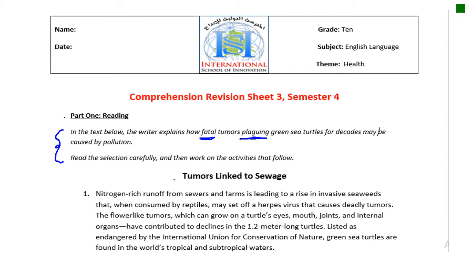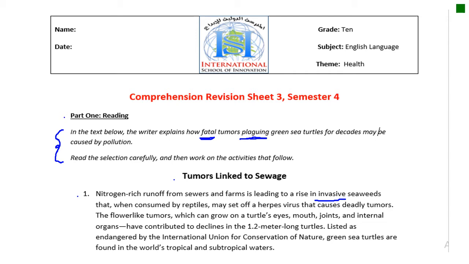Tumors linked to sewage. Okay, a tumor is a sort of sometimes cancerous growth that occurs in animal species. Paragraph number 1. Nitrogen-rich runoff from sewers and farms is leading to a rise in invasive seaweeds. And when we say invasive, we mean it's not local. It's not native to that area. These seaweeds, or the ocean or sea plants, are coming from other parts and other oceans and do not belong to this part of the sea.